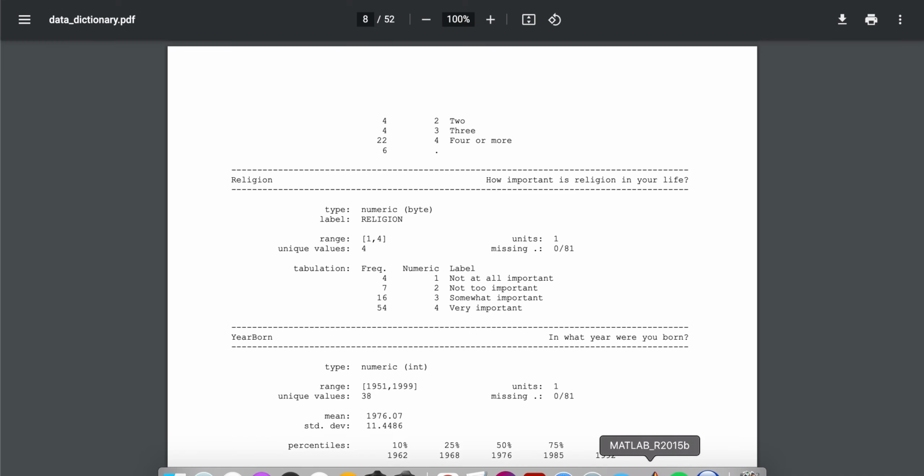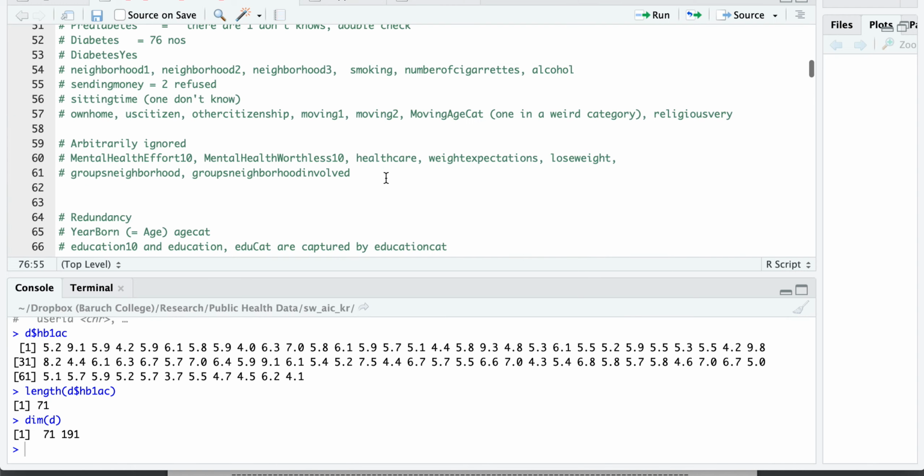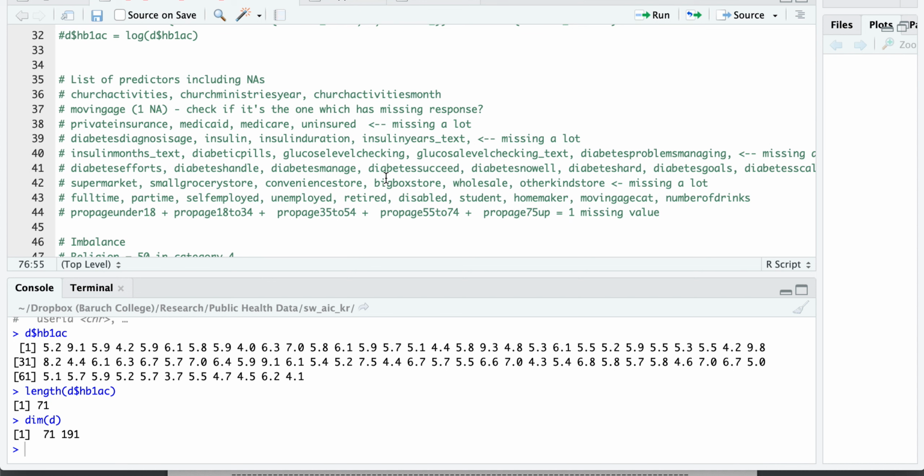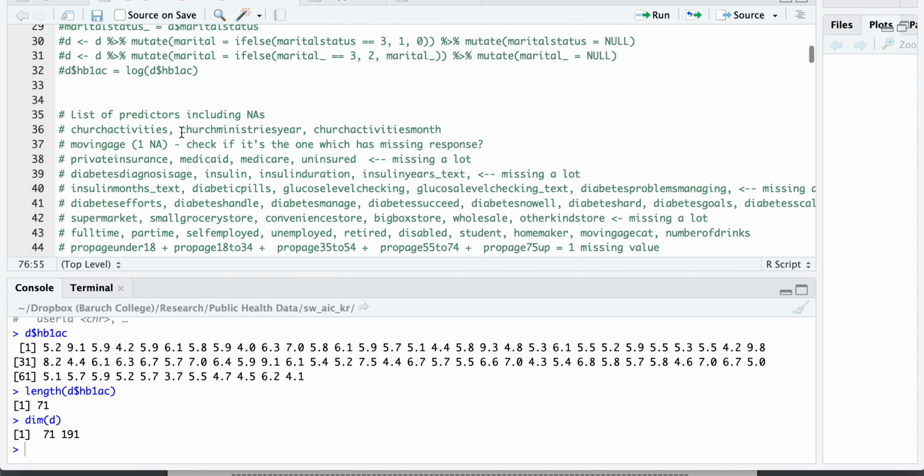And what I do is keep a record, just for my own sake and to explain later if somebody asks me. I create a list of predictors including NAs, and I just write them down here so I know.